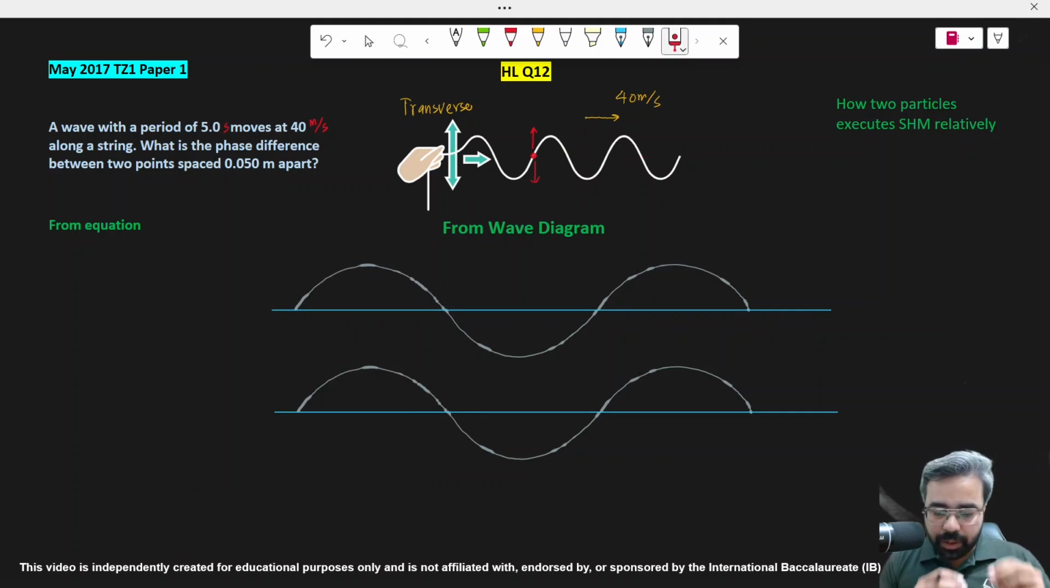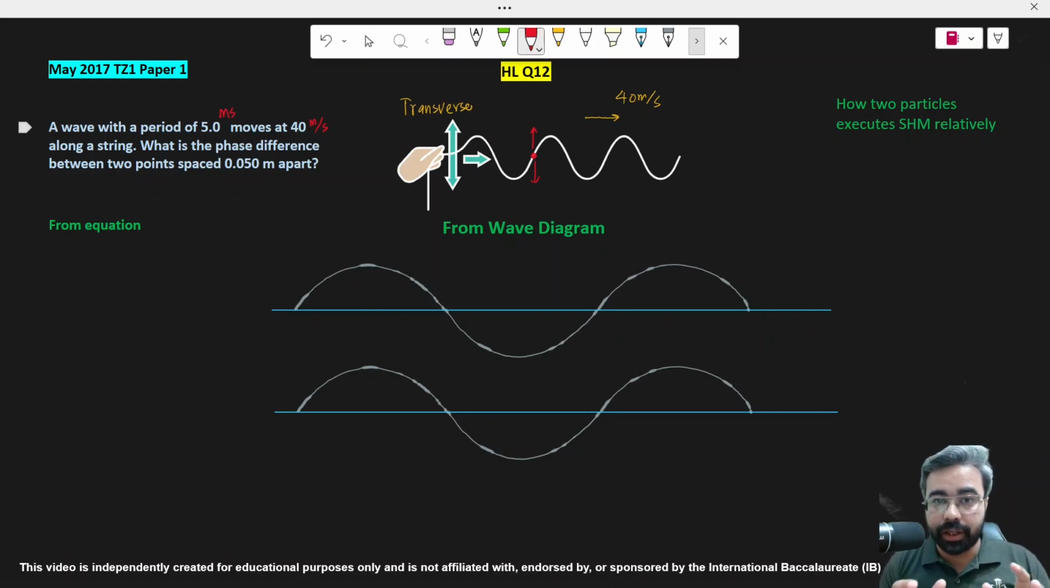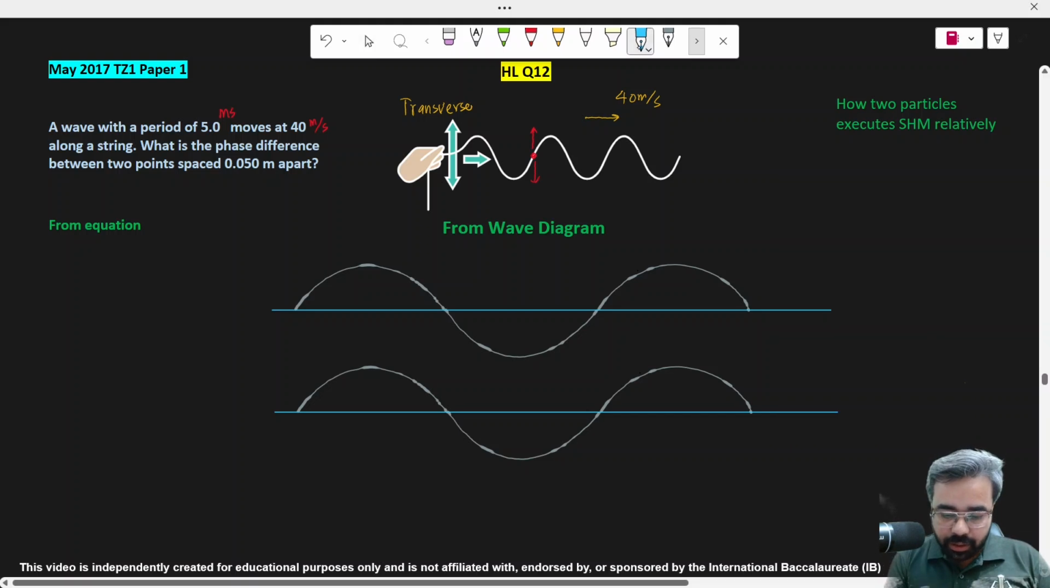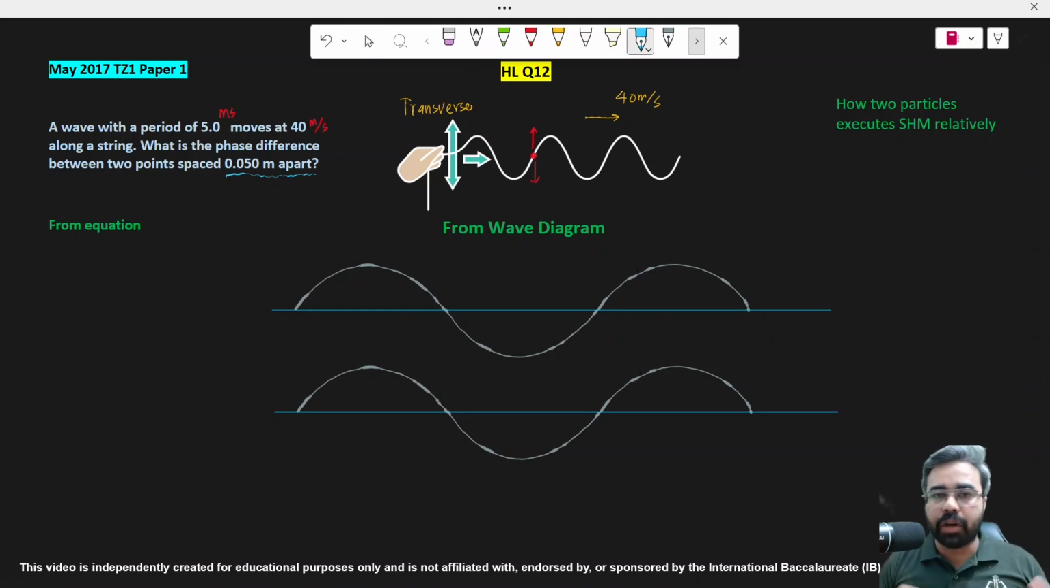The time period is 5 milliseconds. And in this question, you have to find the phase difference between two particles which are 0.050 meter distance apart on the same string. There are numerous particles which are all executing SHM, simple harmonic motion, moving up and down, and the wave is traveling to the right.